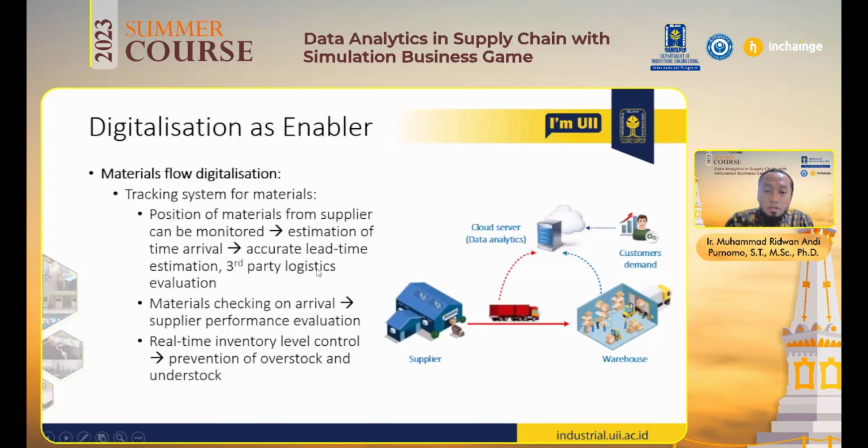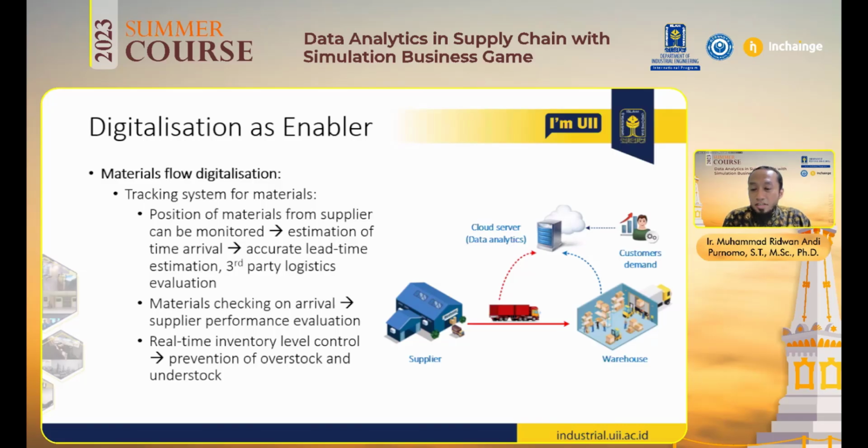Okay, let's continue. If we are talking about data analytics, we understand that we will work with data. We have physical process, we need data. It means that we need an enabler. And the enabler of data analytics, of course, is the digitalization process. Digitalization of the business process. We have a lot of business processes, then we can try to digitalize them. After we digitalize, of course, we can extract the data like that.